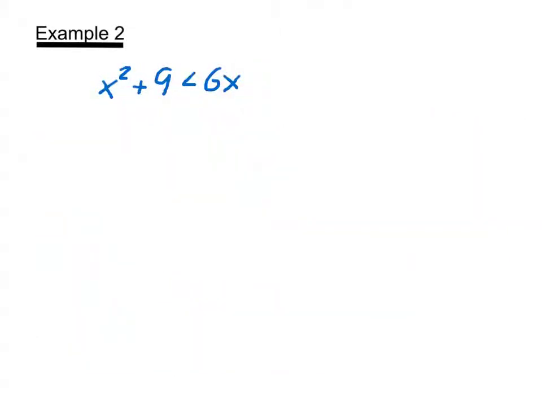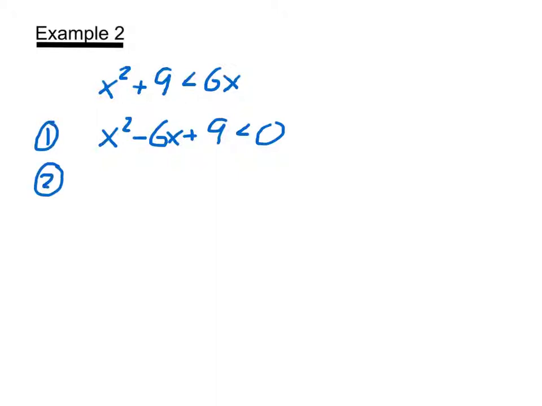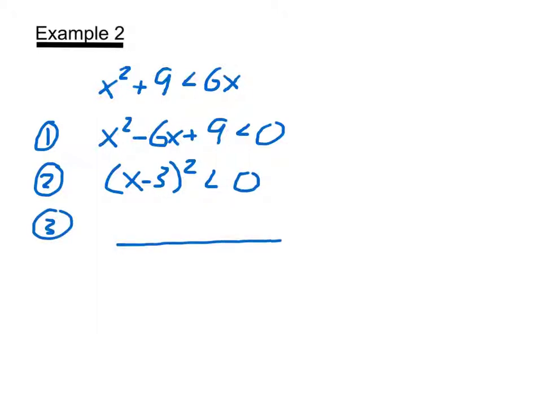Here's another inequality which I'm going to solve using the 4 steps outlined earlier in the video. So first, I'm going to make the right-hand side 0, which leaves me with x squared minus 6x plus 9 is less than 0. Step 1. Step 2 is to factor, and I get (x minus 3) squared is less than 0. Step 3 is to draw a sign diagram.